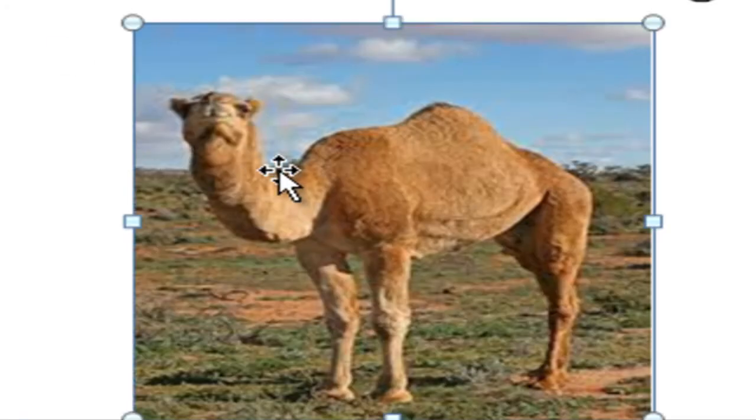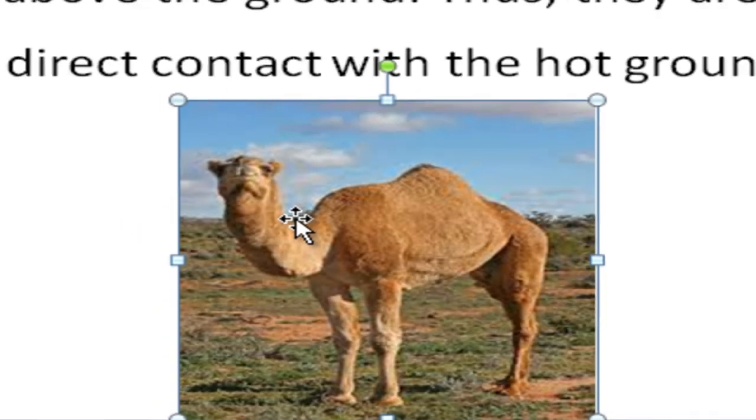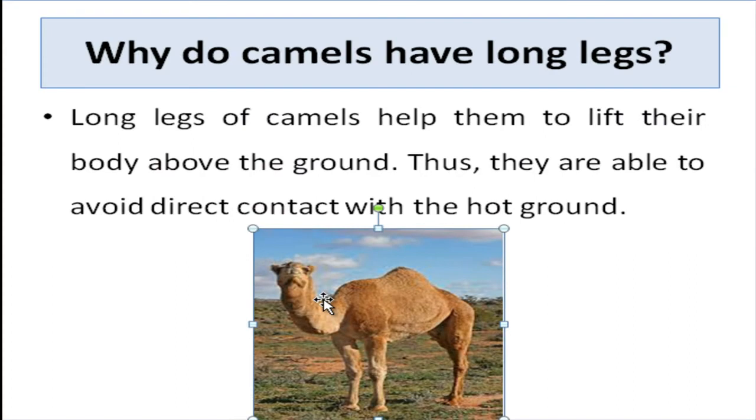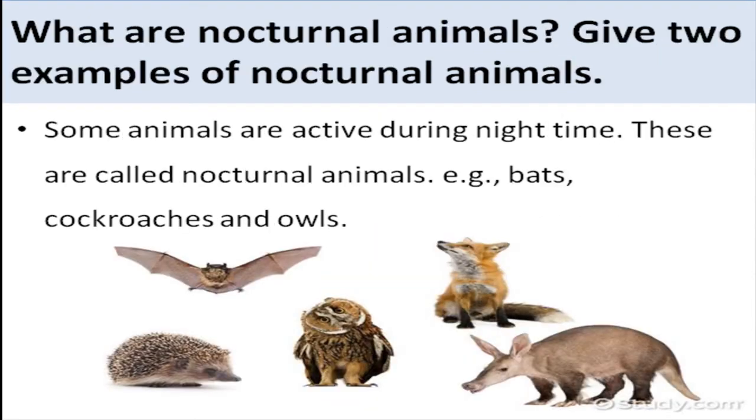So answer to this question is, long legs of camel help them to lift their body above the ground. Thus, they are able to avoid direct contact with the ground. That is why they are having the long legs. Our next question is, what are nocturnal animals? And give two examples of them.